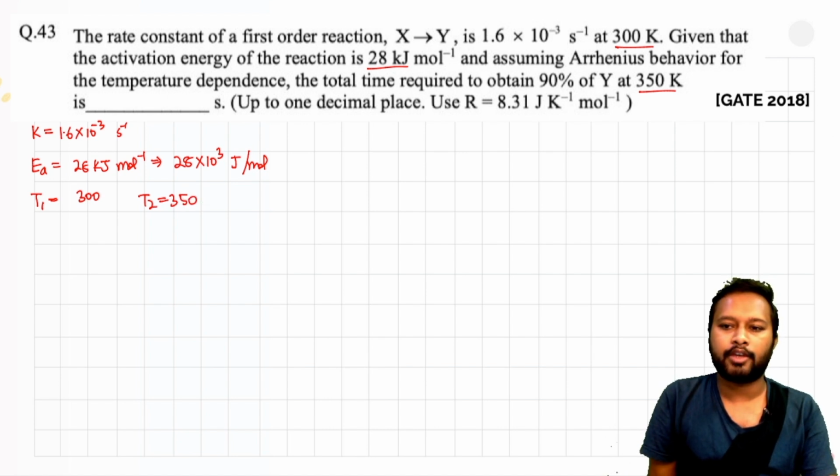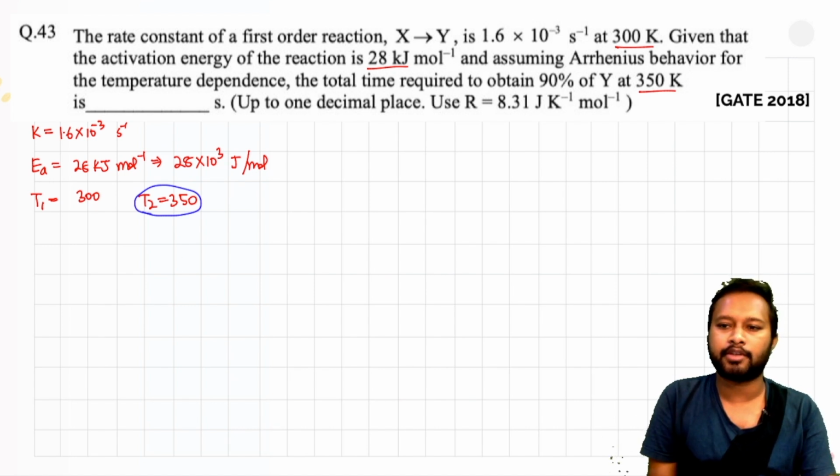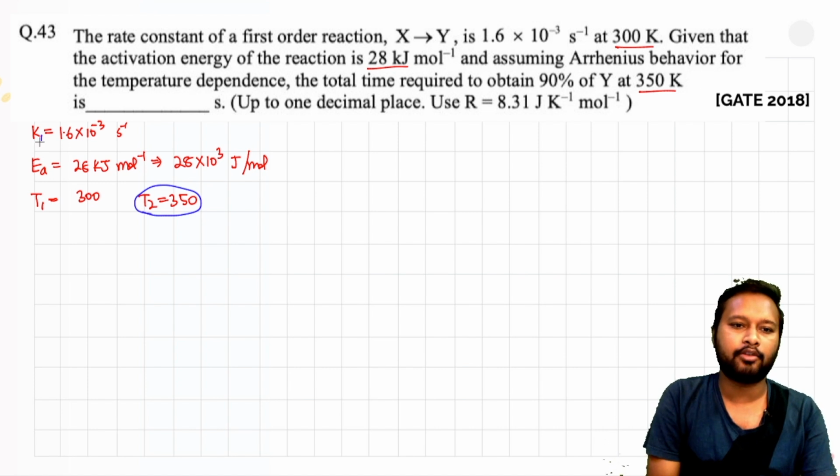Now you can use the logarithmic form of the Arrhenius equation to find the rate constant at this temperature. This is what we have to do: we have to find the rate constant at this particular temperature. So how will we do that? First of all, let it be K1. We need to find K2. We have the value of K1, and what we need now is K2, which we don't know. So fine, let's try to substitute the values here.